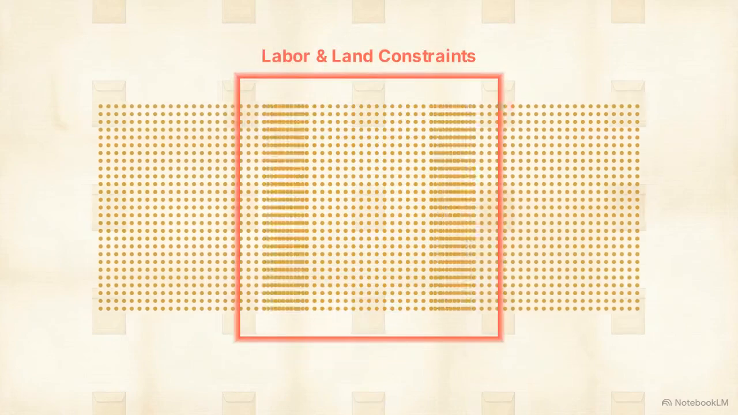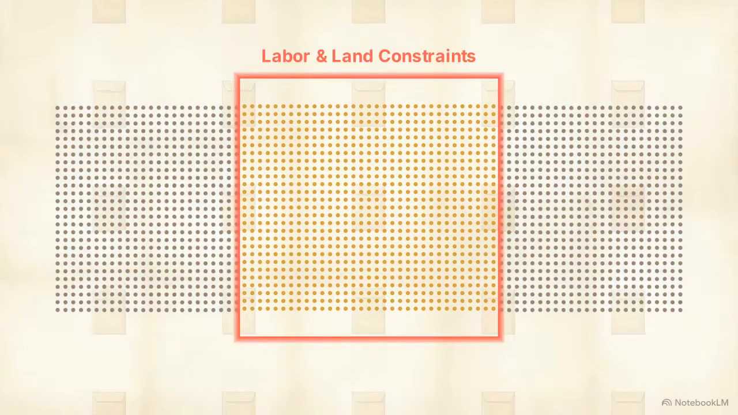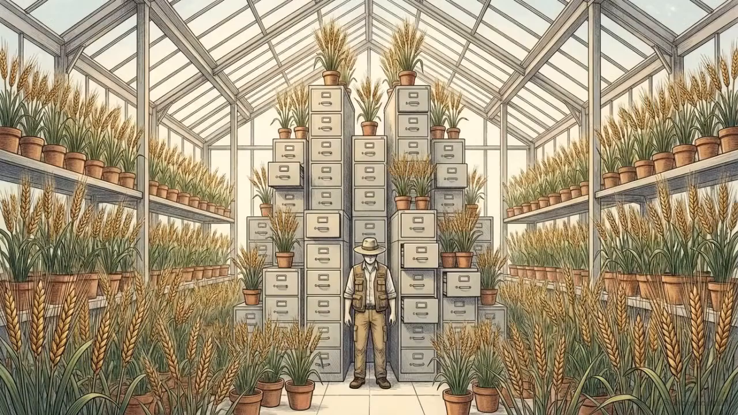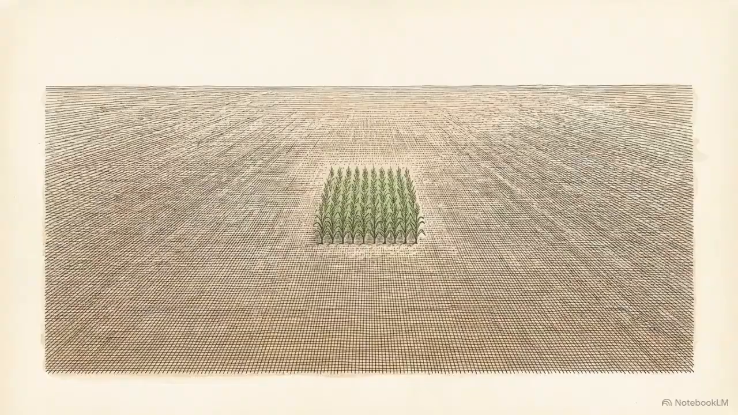But the pedigree method has a critical bottleneck. As families multiply, the required record-keeping and field plots explode exponentially. This administrative and spatial bloat physically caps the total number of crosses a breeding program can realistically evaluate in a single year. While the pedigree method offers unmatched genetic resolution, its labor-intensive nature makes it inefficient for discovering complex multi-gene traits like overall yield, which require massive population sizes to isolate.